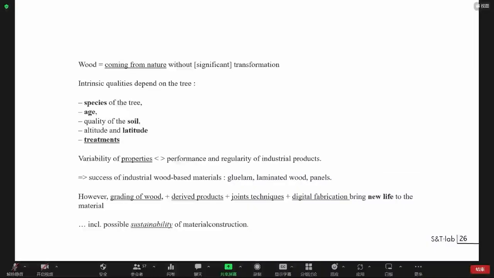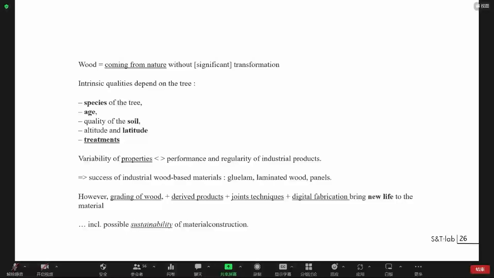So let's move from this to a timber anatomy related question, and see what the connected properties would be. So wood or timber comes from nature without significant transformation. That's true to a certain point, as we will see if we want to manage the issue of water, for instance, or fire, sometimes we will have to transform the material itself. So the intrinsic qualities of the material depend on the species of the trees that will be used, the age of the tree, the quality of the soil, the altitude and the latitude, so the position horizontally and vertically around the earth, and also the treatment that will be provided to the material.